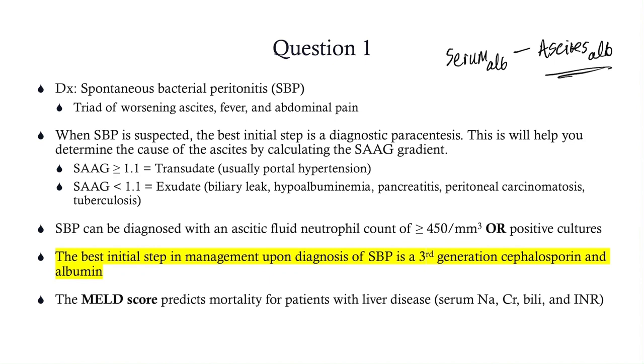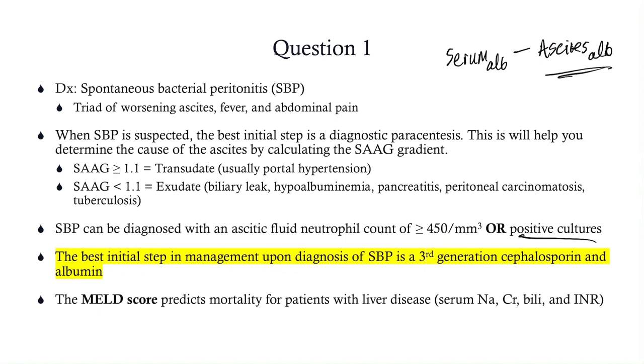Now, there are two ways that you can diagnose SBP. Number one is you can get a culture, and you will always get a culture because we need to know the bacterial etiology and the sensitivities. But as you know, cultures take a while to come back. We're talking on the order of days.